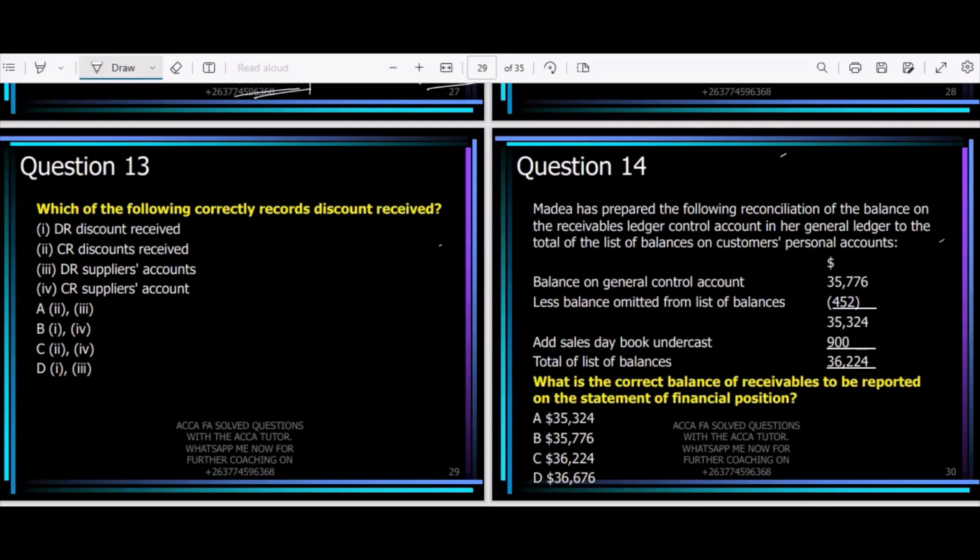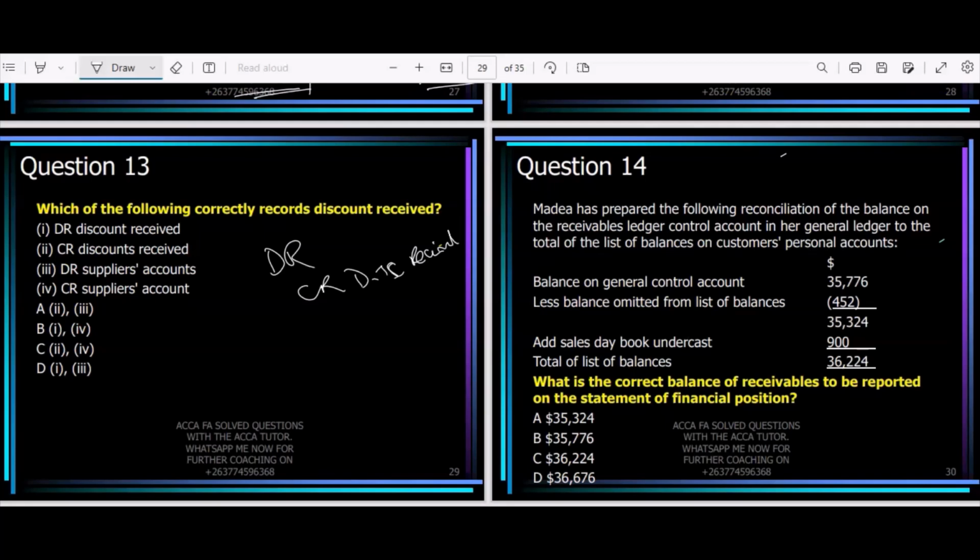I say discount received is income, therefore it is a credit entry. So we say debit something and credit discount received. Okay, so what is that something? You need to know the context: discount received is given by suppliers to us. When we purchase goods, the suppliers give us some discount at some level. So it is income to us. This is why we are crediting discount received, because it is income.